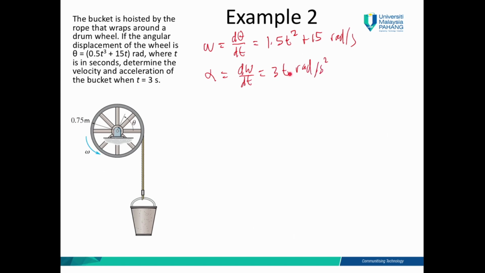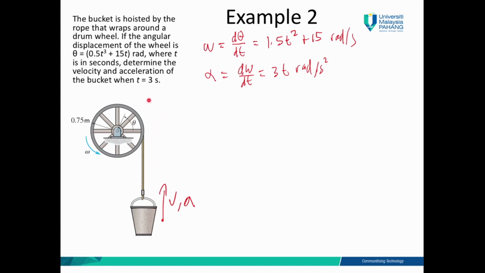So like I said, this is not a constant value. As time goes on, this will become bigger and bigger, so not a constant value. So in that case, you need to find the velocity and acceleration of the bucket when t is equal to 3s. So this is the bucket. We want to know the velocity and acceleration. So this is a linear movement, so not a rotary movement.